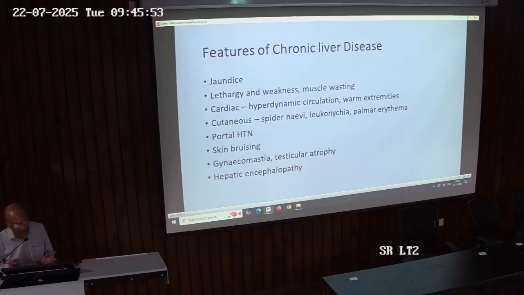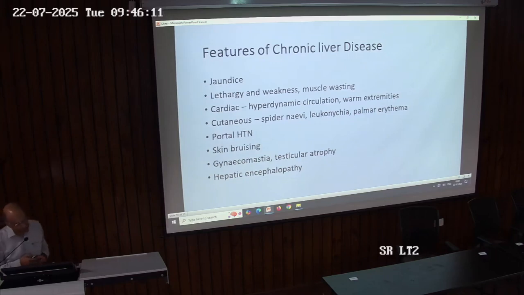There are various grades of hepatic encephalopathy. It may range from mild confusion to coma. So we will not discuss the details. Just remember that these are some of the signs of chronic liver disease. The treatment would be as per the etiology.